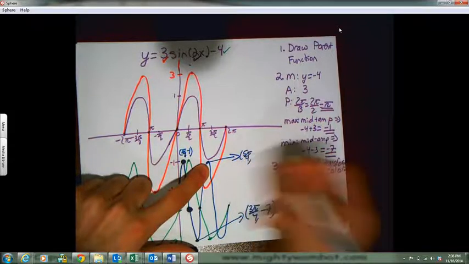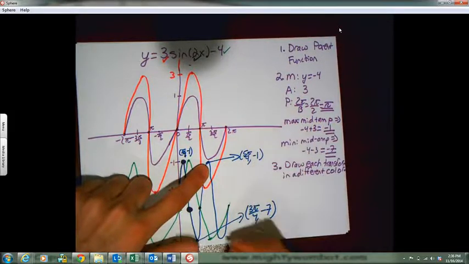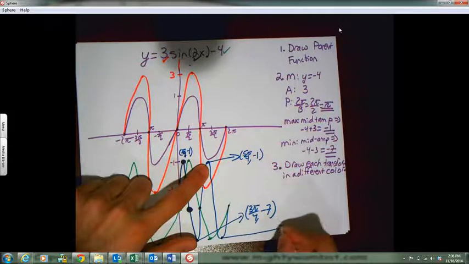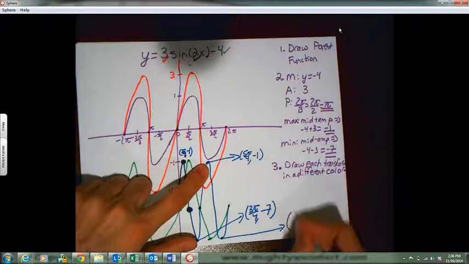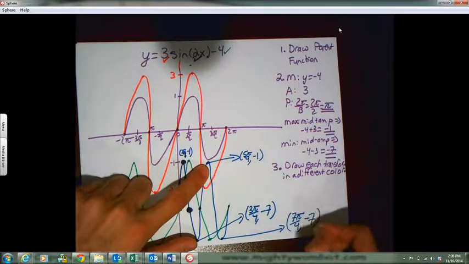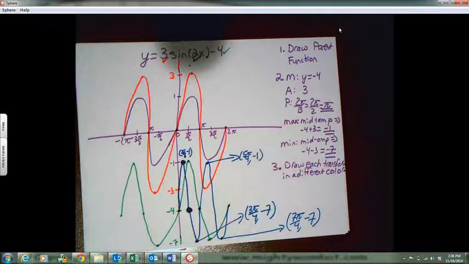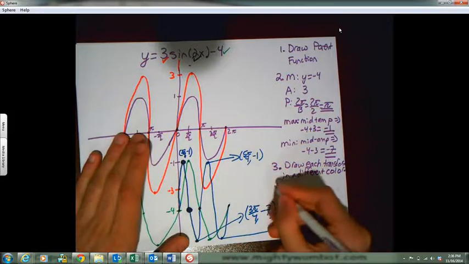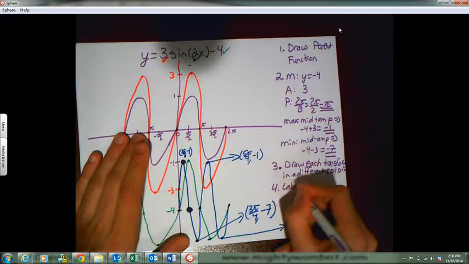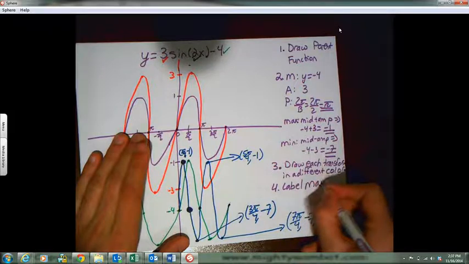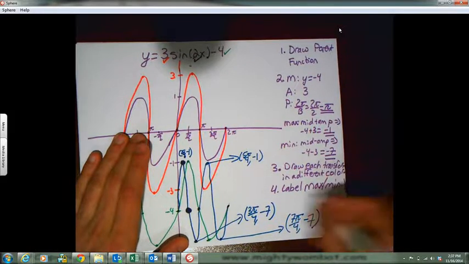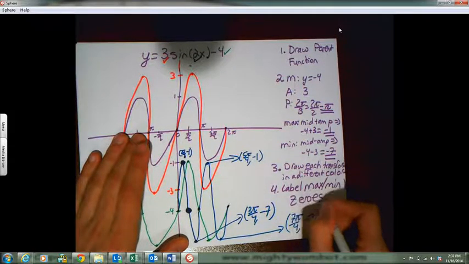This one down here is 7 pi over 4. Again, I just added pi, comma, negative 7. And of course, this one right here would be our 2 pi. Folks, I didn't really write step 4. That's what I was doing here at the very end. Step 4 is to label the max, the min, and the zeros. In this case, we didn't have any zeros on the blue graph, so it doesn't matter.